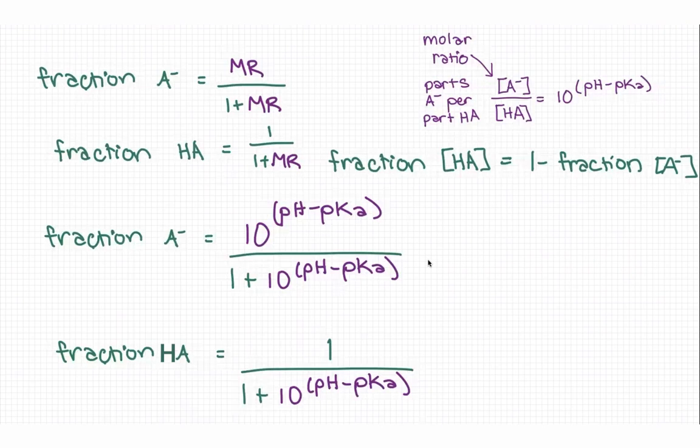What if we want to find the fraction that's protonated? There are a couple of ways. One is, if we've already found the fraction that's deprotonated, we can just subtract that from 1, because the fractions need to add to 1.